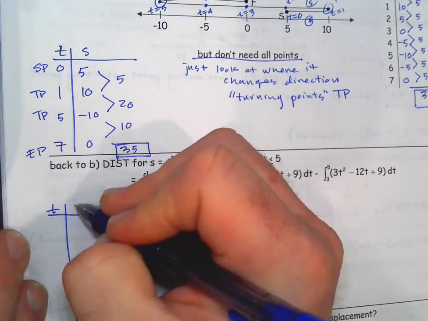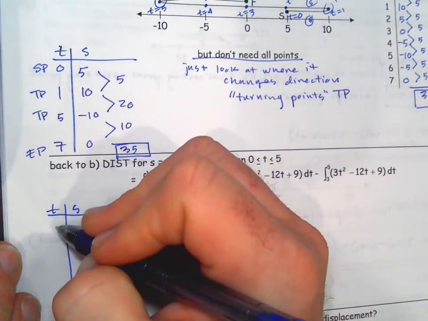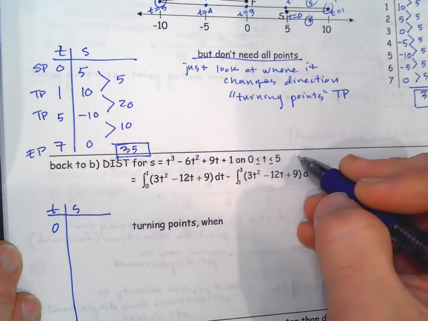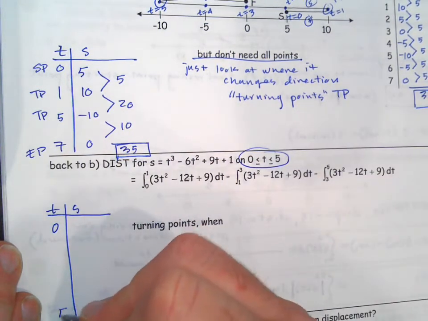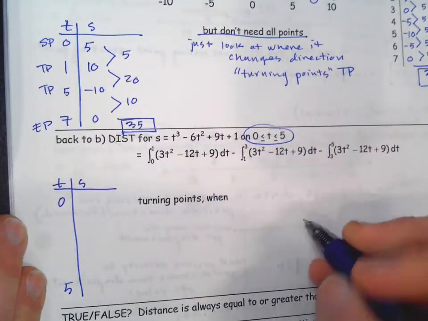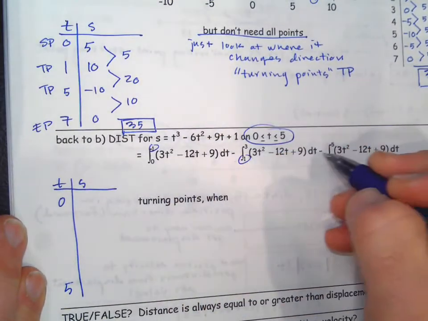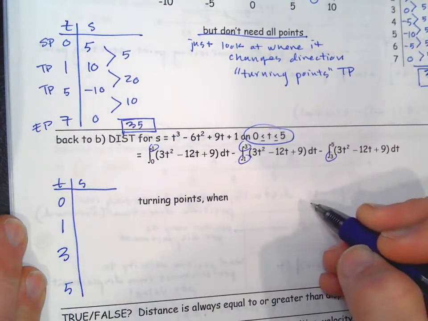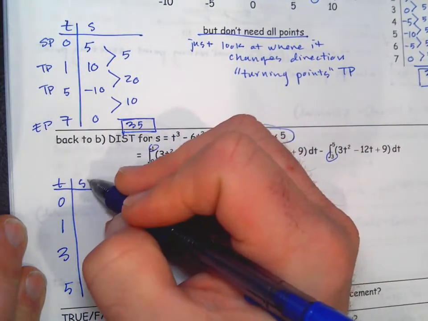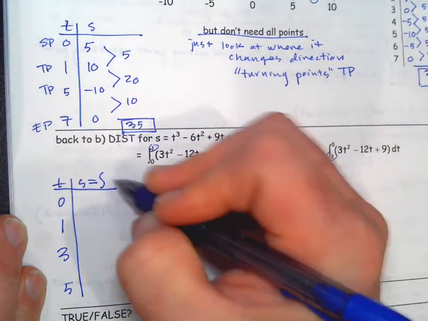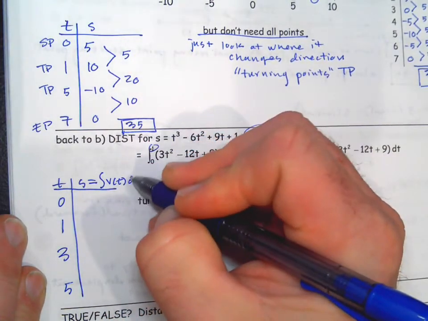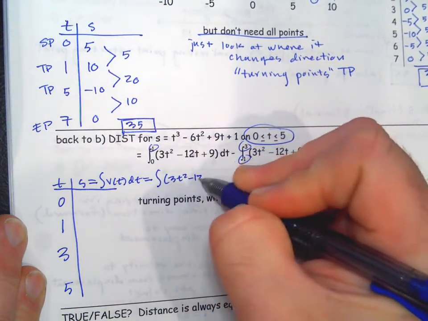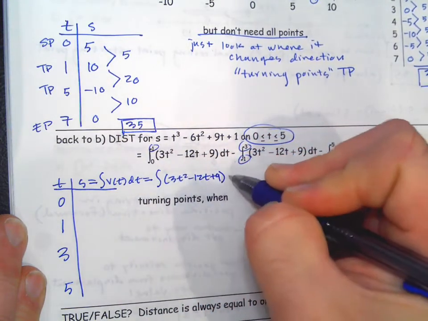And we've already found the turning points, okay? So 0 and 5 are your beginning and end points. And the turning points where we decided to break it up at 1 and at 3, okay? Now, S right here is going to be the integral of velocity, which was 3t squared minus 12t plus 9. But here's the cool thing about it.